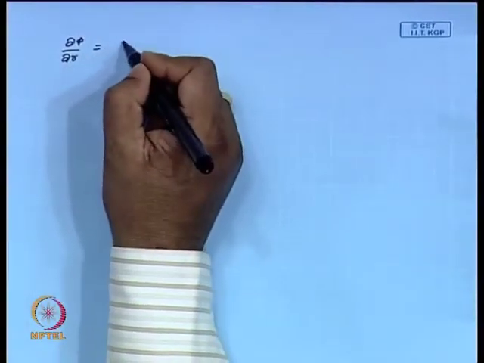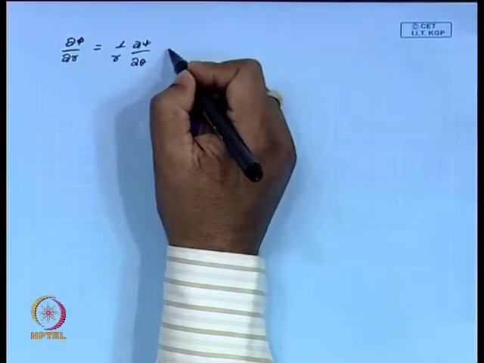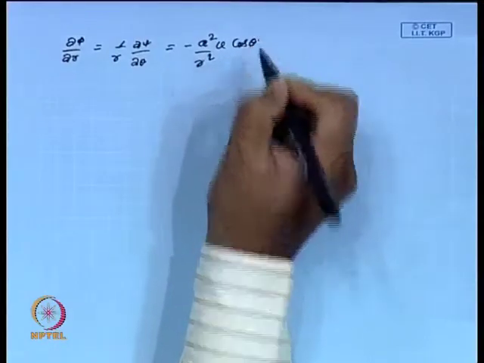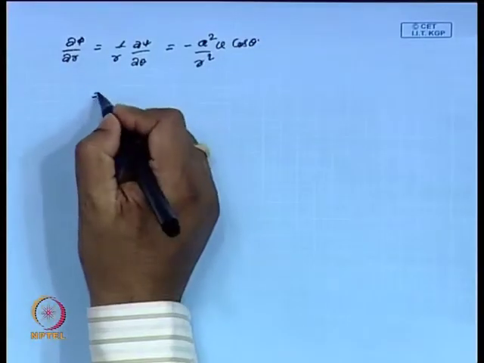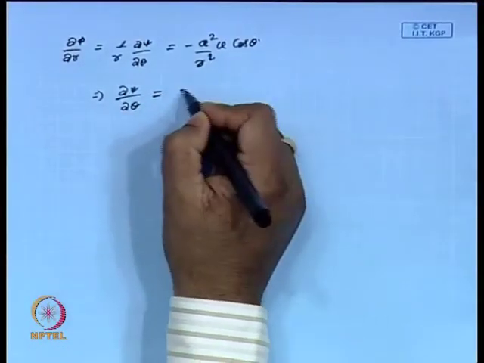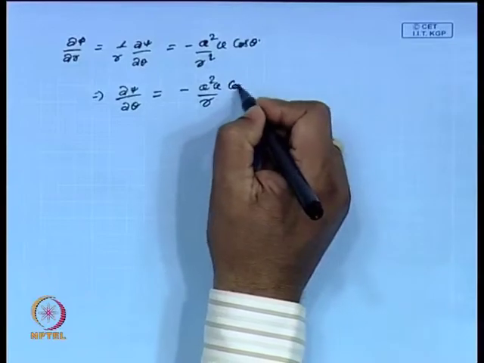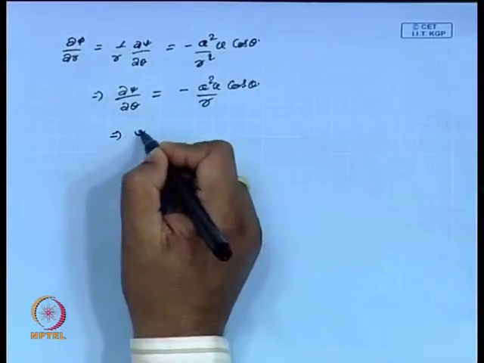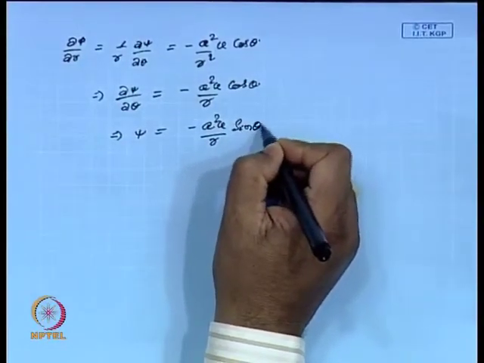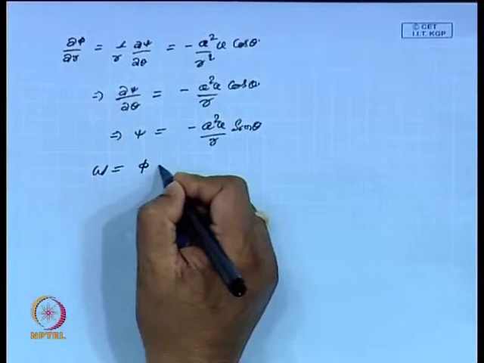∂φ/∂r is nothing but (1/r) ∂ψ/∂θ, and that itself gives you minus a² u / r² cos θ, and that gives me my ∂ψ/∂θ as minus a² u / r cos θ, which gives my ψ equal to minus a² u / r sin θ.